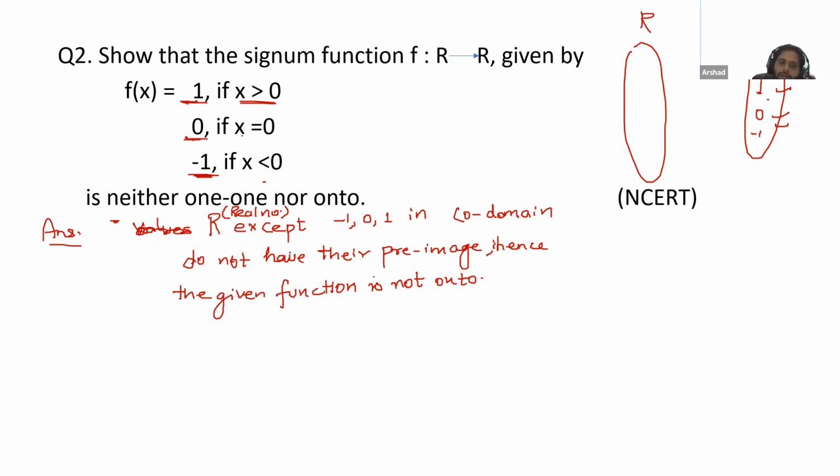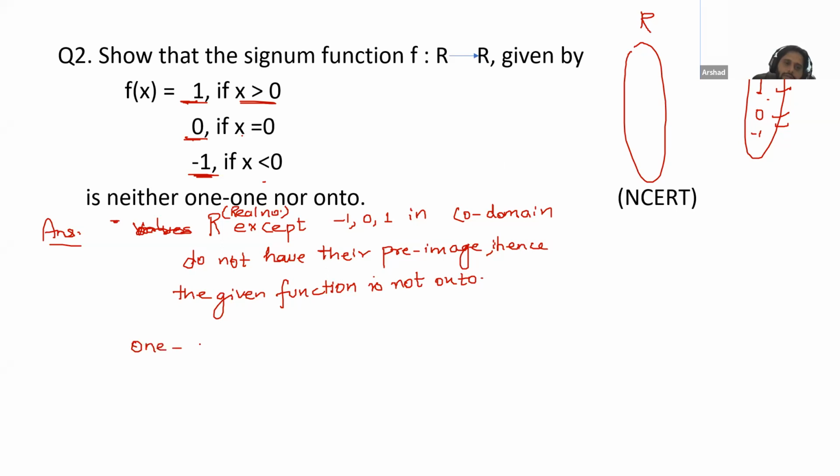The same thing I've written here: the real numbers except -1, 0, and 1 in the codomain do not have the pre-image. Hence, the given function is not onto. This is clear, Abdul, now? Yes, sir. Okay, and one-one, Abdul, you have noted down the one-one? No, sir, can you show it? Yes, yes, I will do that again.